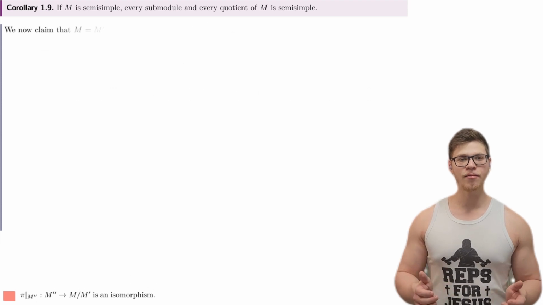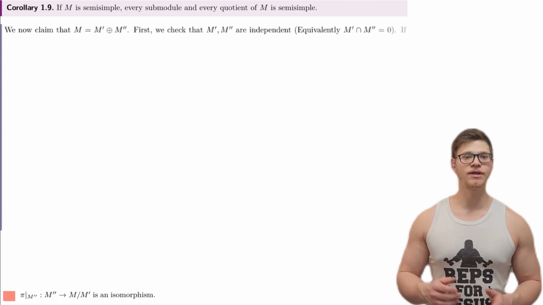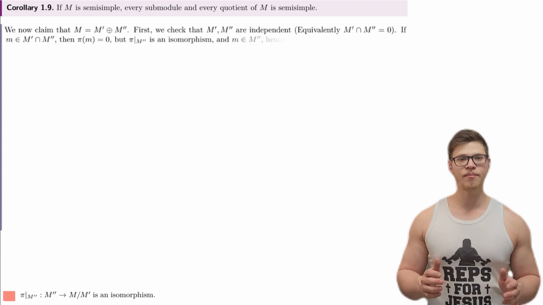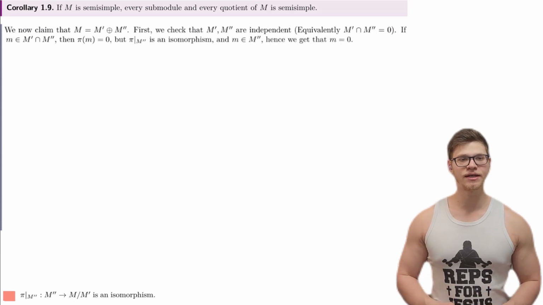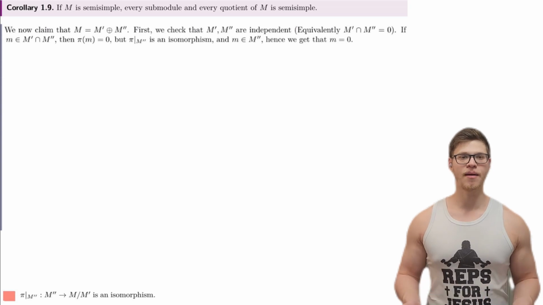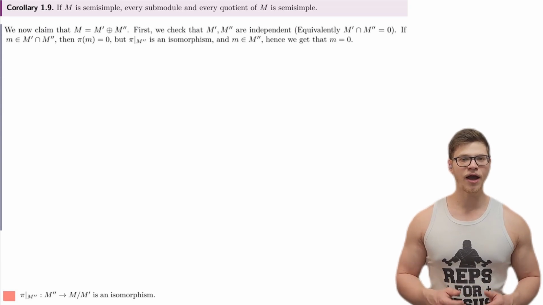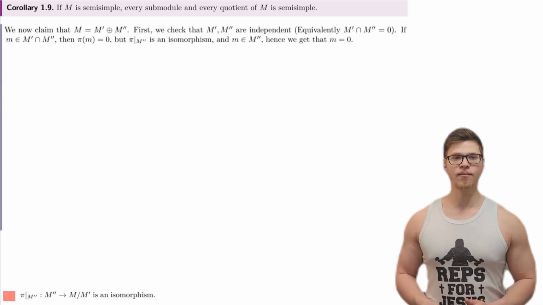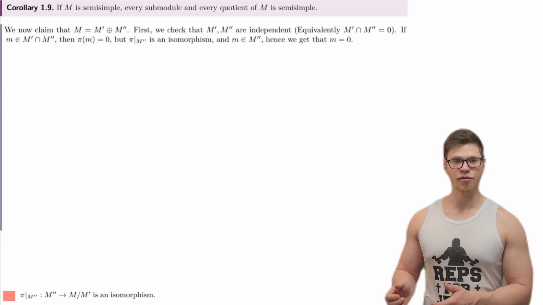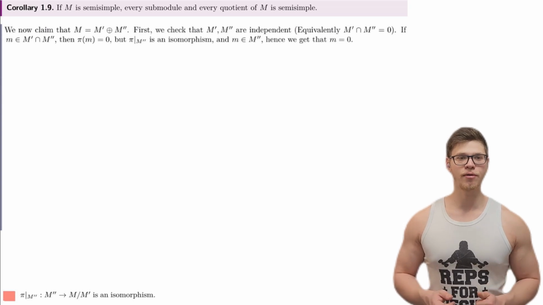Next, we claim that M is the direct sum of M' and M''. First, we check that M' and M'' are independent, or equivalently, their intersection is the 0 module. If an element m is in the intersection, then its image under π is 0, since it's in M', but π restricted to M'' is an isomorphism, and m is in M''. Hence, since it is sent to 0, it must be 0 itself. So the intersection is 0.